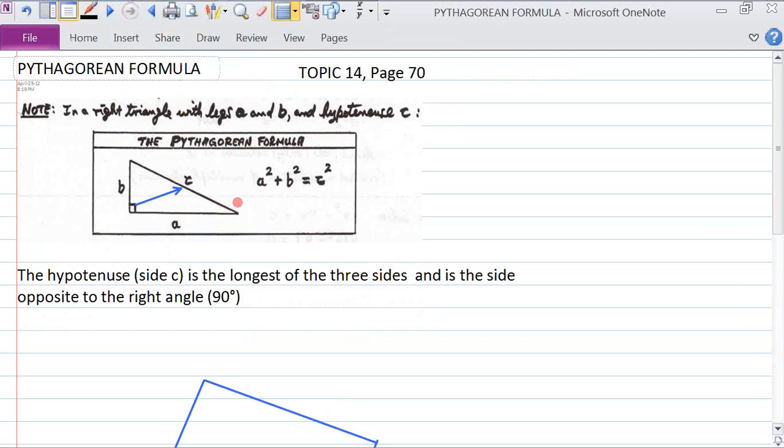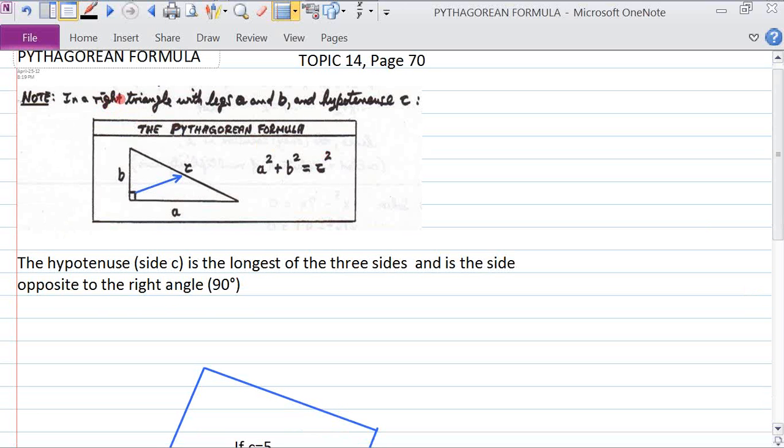Now let's go to the Pythagorean Theorem formula, and this deals with a right triangle, and you can see this little square here. This indicates that this angle is 90 degrees. And the longest side in this right angle triangle is the side opposite the 90 degrees angle. So C is the longest side.